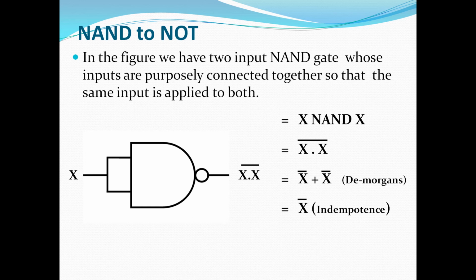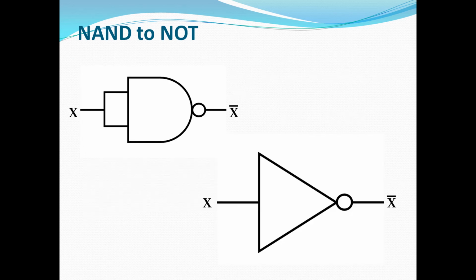So if we use only one NAND gate with both the inputs connected, that is equal to the NOT gate. Here is a figure. In this figure you can see two figures. The first figure is implementing the NOT gate using the NAND. The second one is the NOT gate.